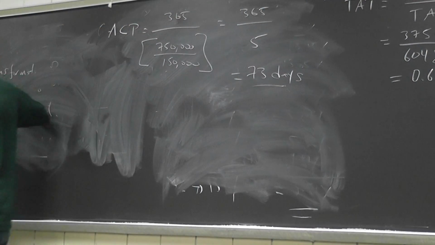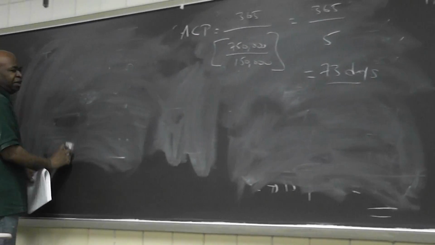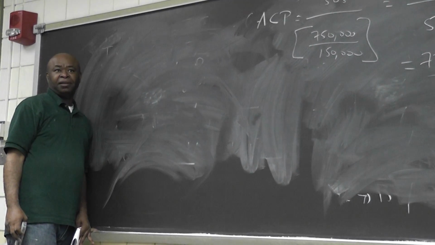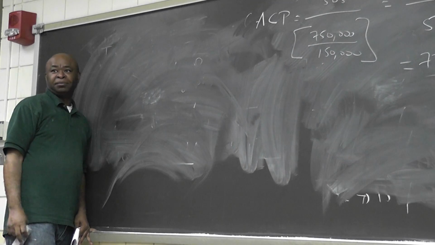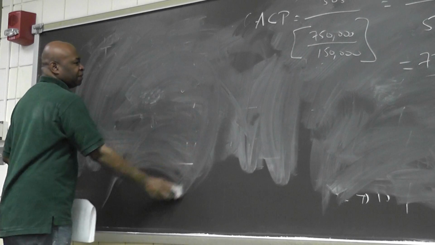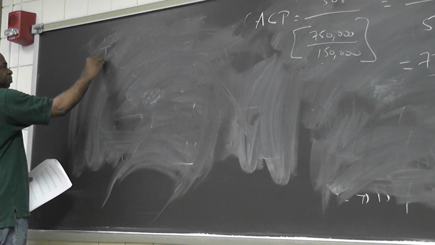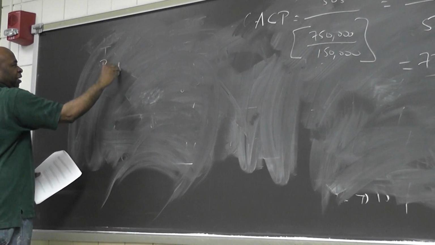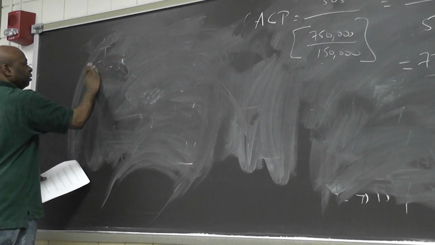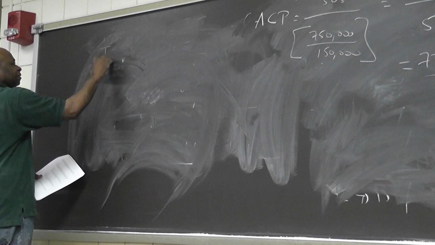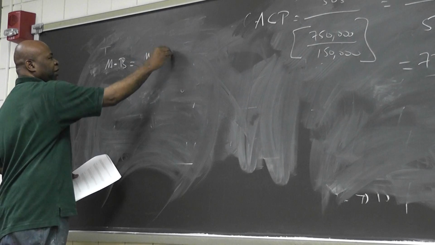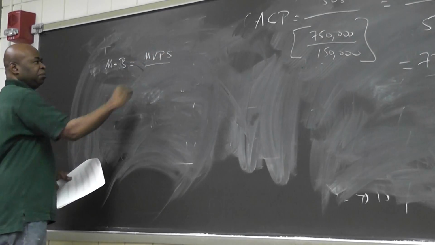So this one is going to be a market measure, like a market ratio. Market to book. The market to book ratio is going to be the market value per share over the book value per share.